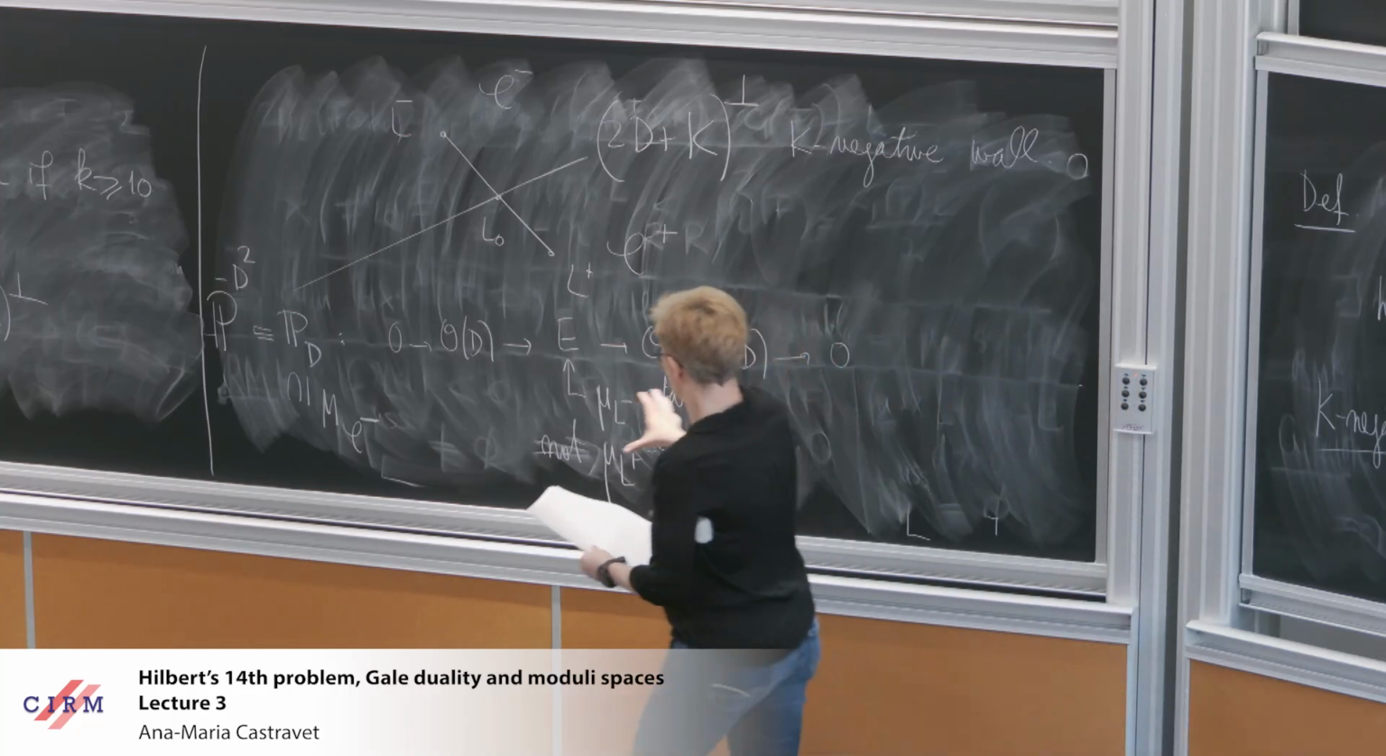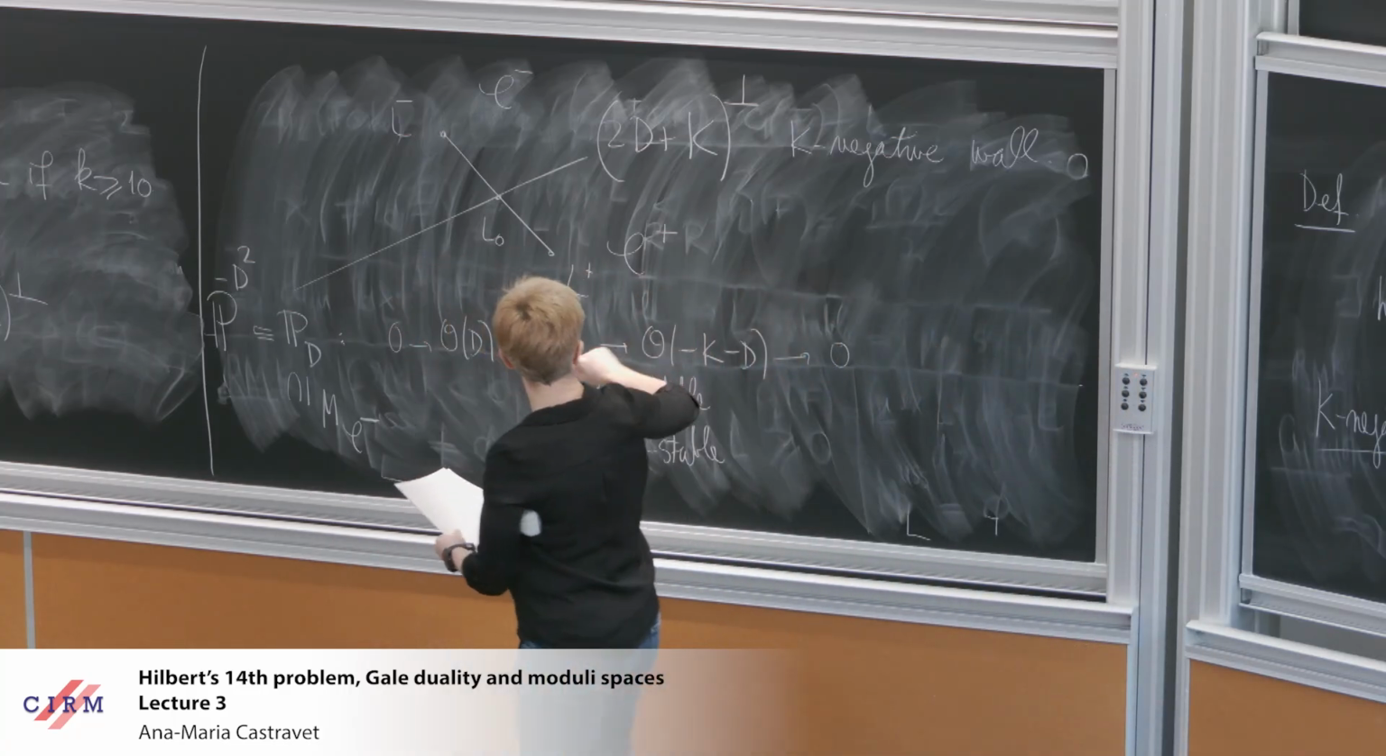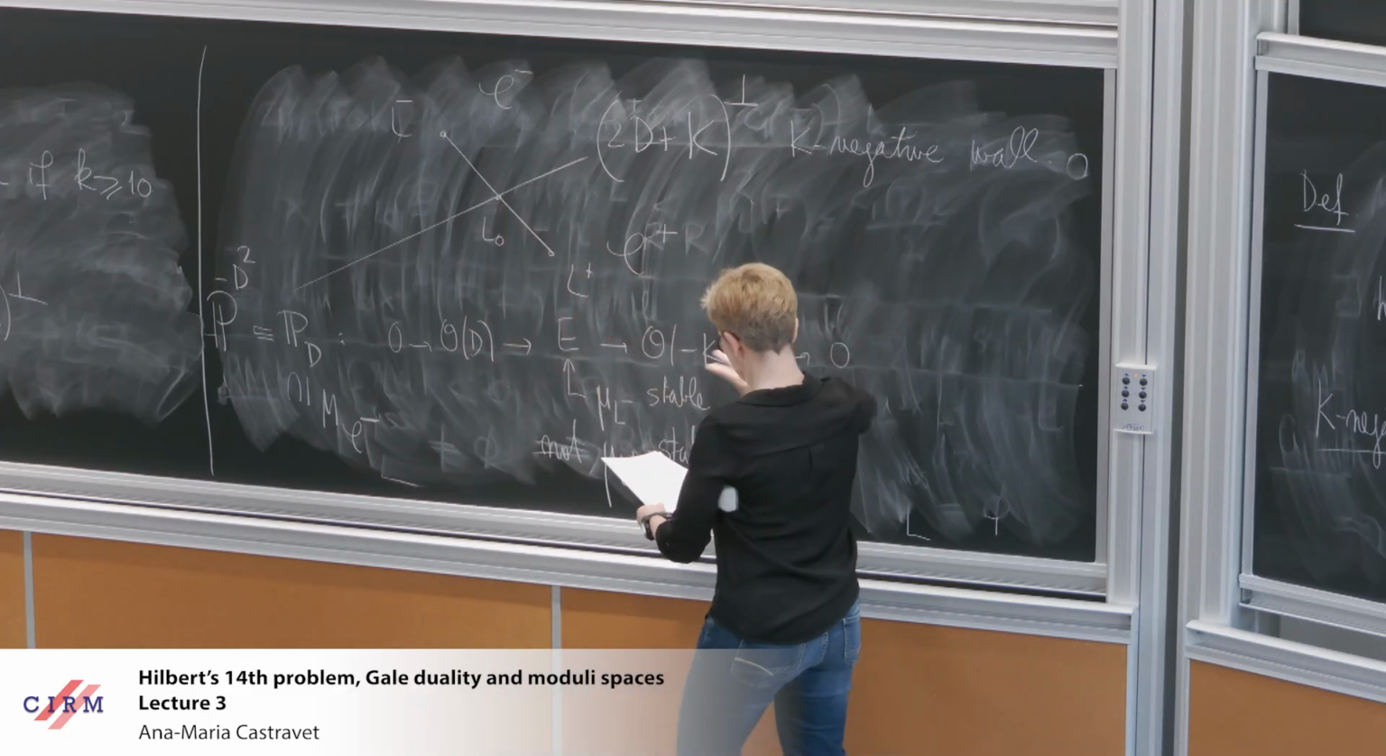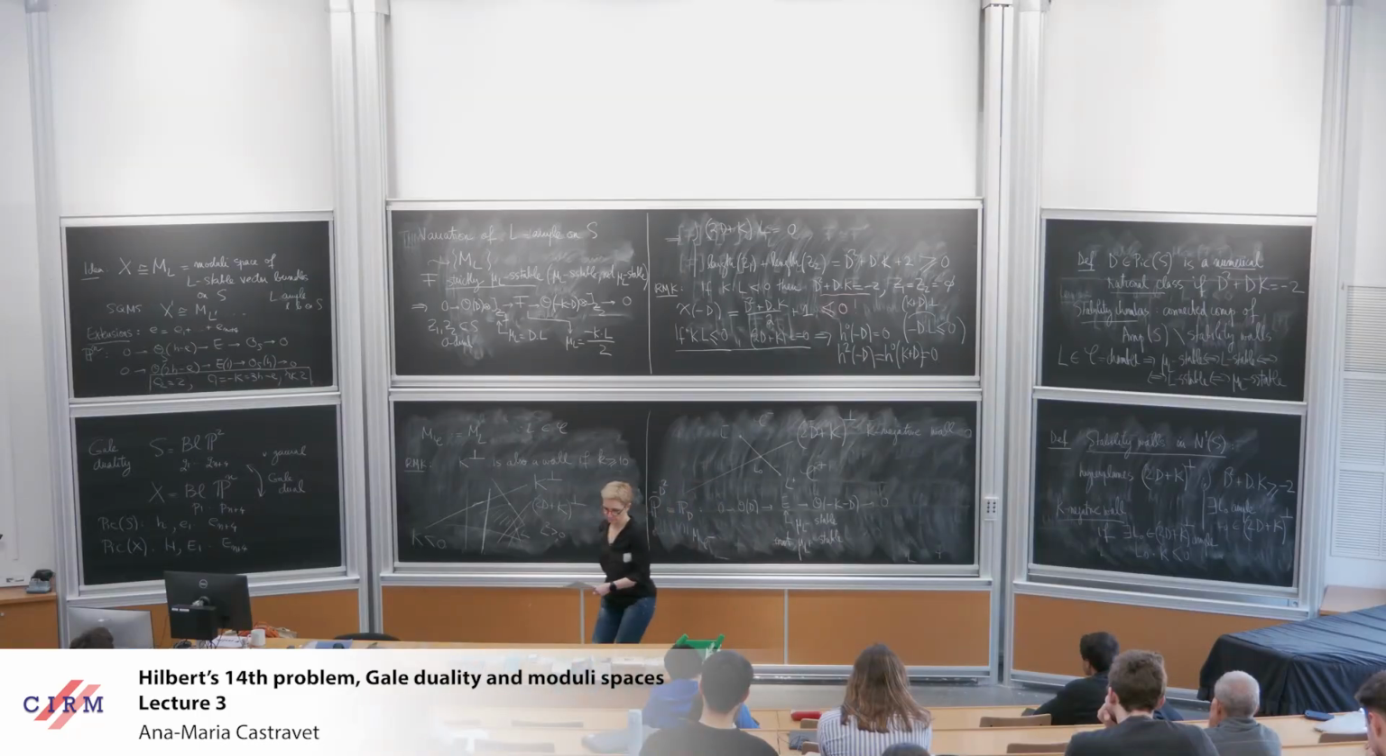So that means that if you want to understand what happens with the moduli space on the other side, all these extensions have to disappear, and basically you replace them by looking at extensions where these terms are switched.